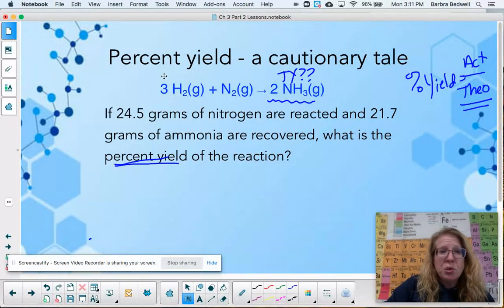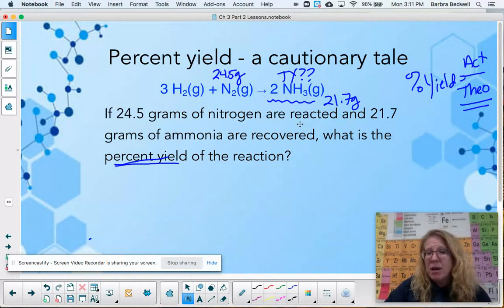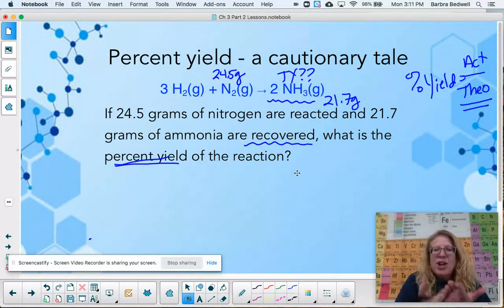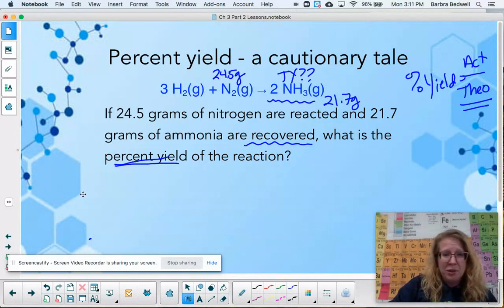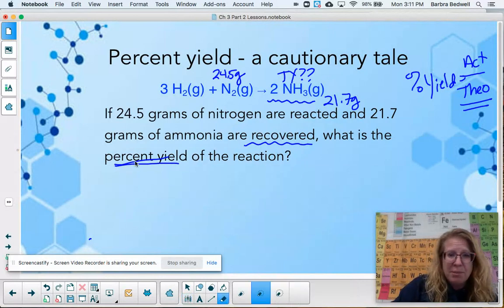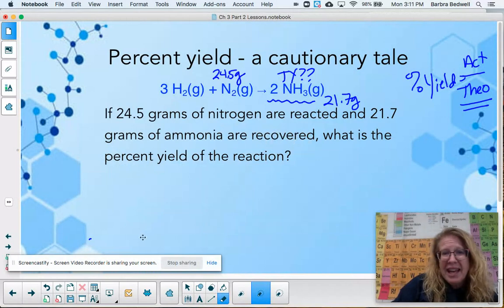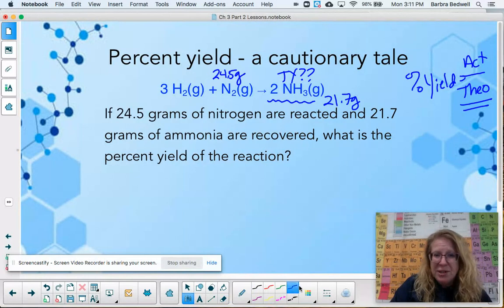So starting off, 24.5 grams of nitrogen. This does not mean that our theoretical yield here is 21.7 grams. That's not theoretical, that's actual yield, because it says those grams are recovered. That's what I've collected. So I need to figure out on paper what my theoretical yield was supposed to be. This is where the stoich part comes into play. Again, that 21.7 is the actual yield, just because of the way the language is written. So we have to do our stoich first.